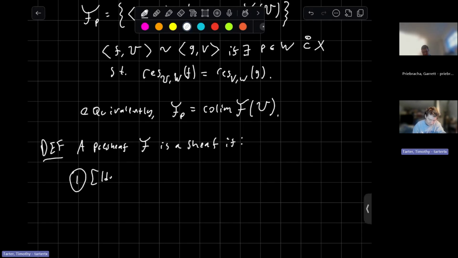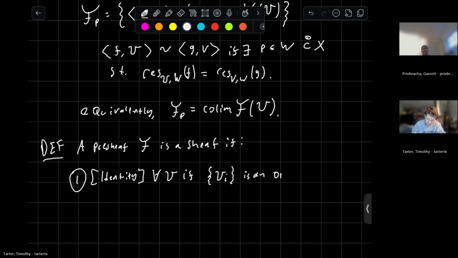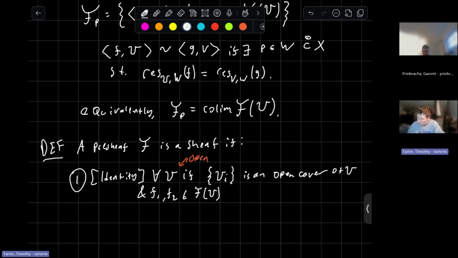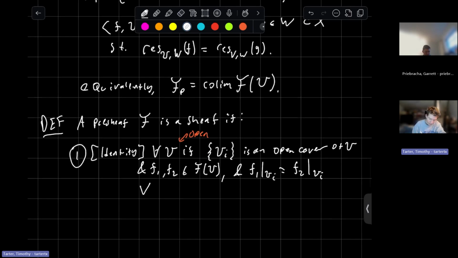One is called the identity axiom. It's that for every open set U, and I should add this U is open in X, if U_i is an open cover of U, and F1 and F2 are in the section on U, and the restriction map of F1 at U_i is equal to the restriction map of F2 at U_i for all i, then F1 is equal to F2.